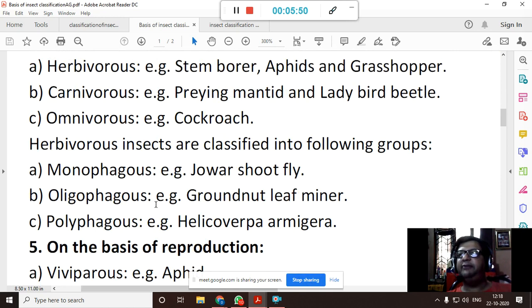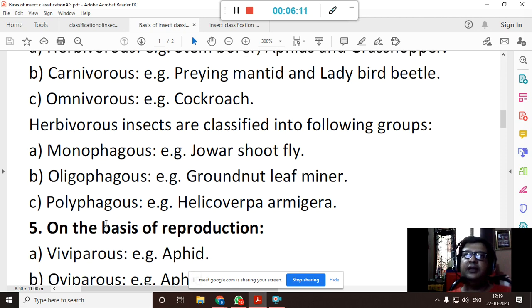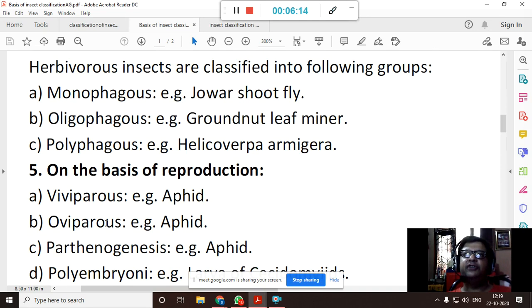Herbivorous insects can be further classified into monophagous, like the jowar shoot fly, or oligophagous, like the groundnut leaf miner. They take lots of different types of crops. The monophagous feed on only one type of crop, and the polyphagous will eat many types of crops. Then they can be divided on the basis of reproduction.